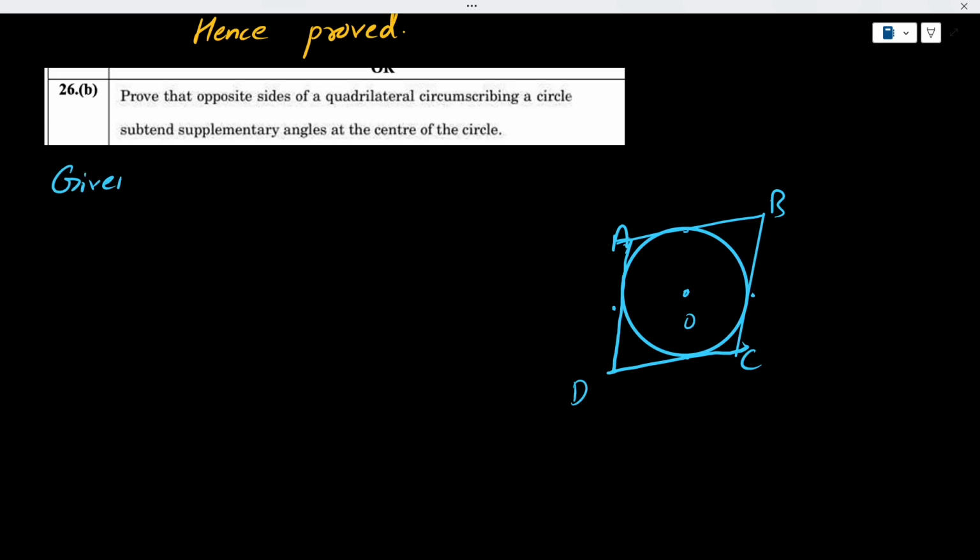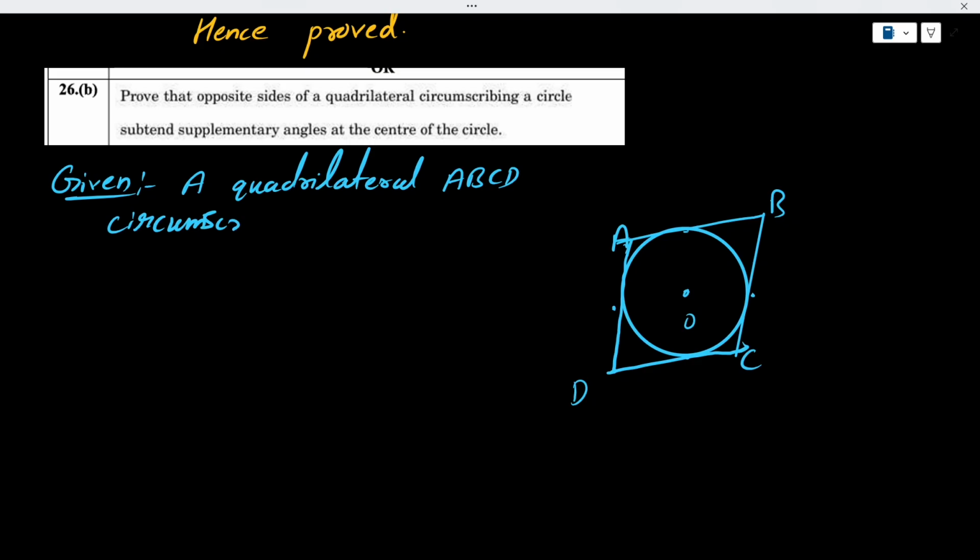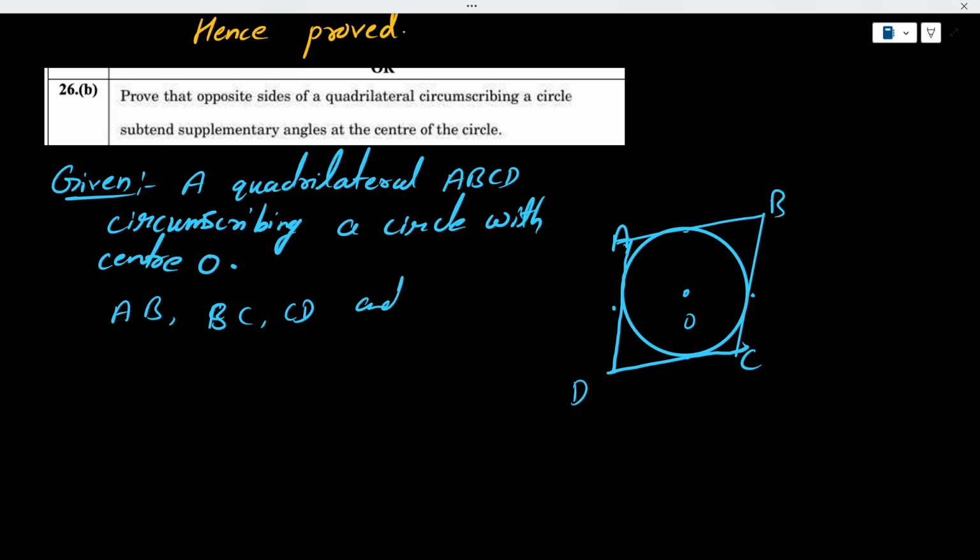So what is given here? Prove that the given part is a quadrilateral. So you will start with a quadrilateral ABCD circumscribing a circle with center O, right? Now what are the tangents here? You can write AB, BC, CD and AD are tangents, or you can write this in the proof part also.